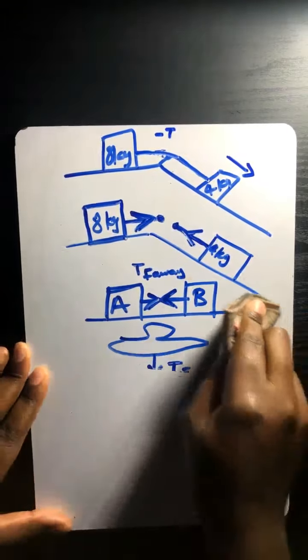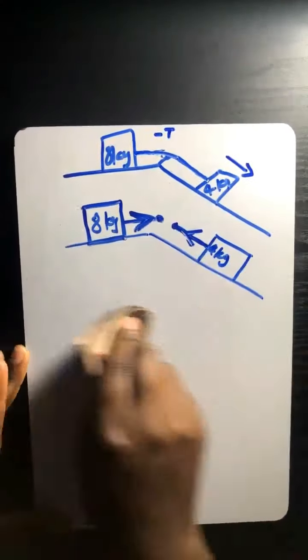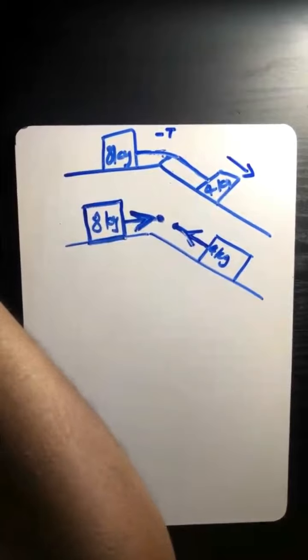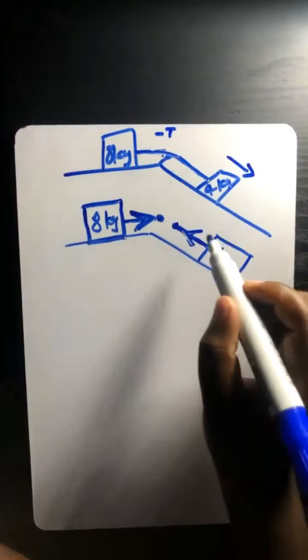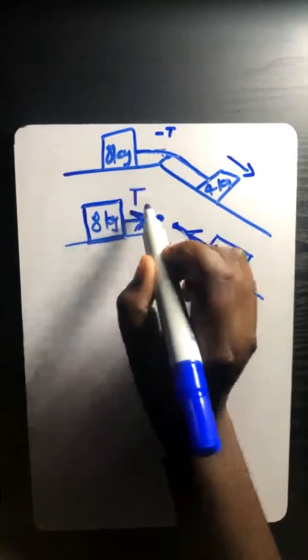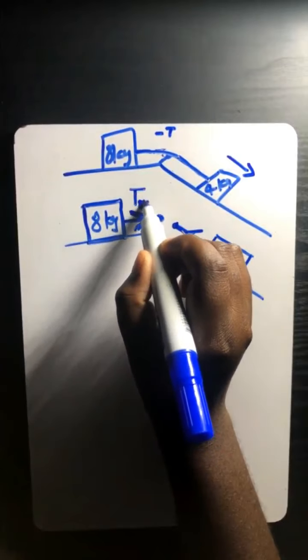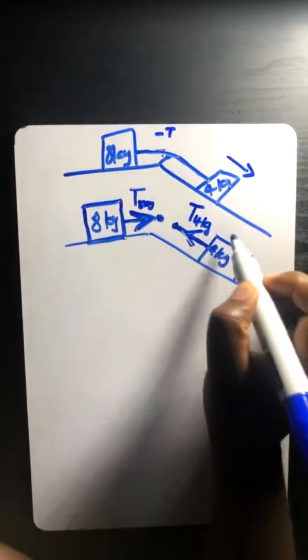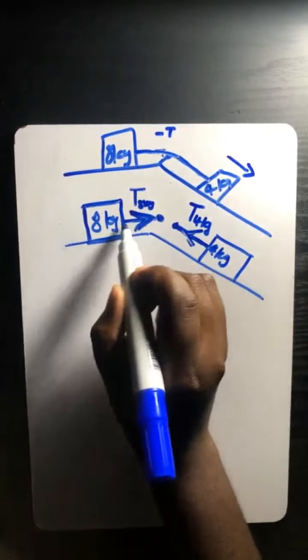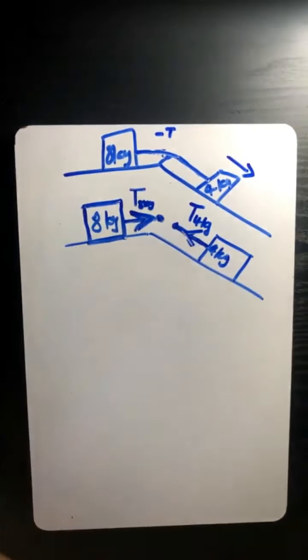So now, let me remove all of these. And then from there, it's just a matter of formulating. We formulate everything regarding the 8 kg. We do the same for that. So that means tension of the 8 kg is equal to tension of the 4 kg. Why? Because these are the forces inside the same string. Does it make sense?